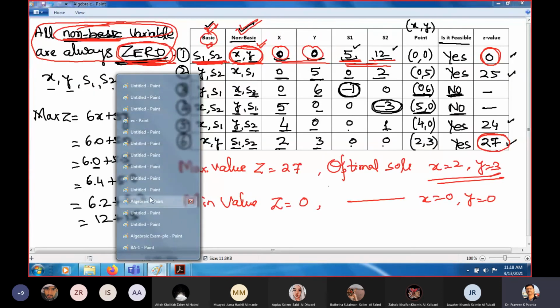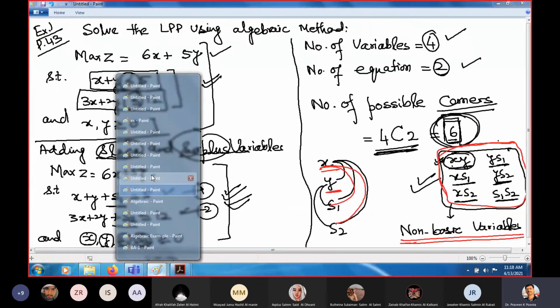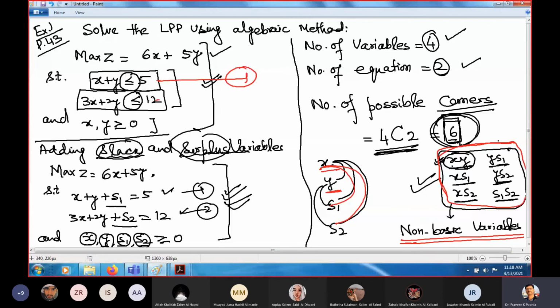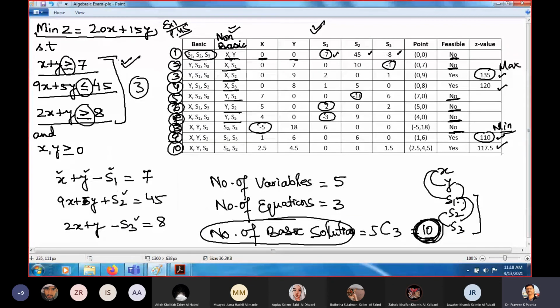You can see here in this question, how many constraints? Only 2 constraints are there. You can see 1 and 2. So how many basic solutions are possible? Basic solutions possible are 6. Clear? But in the next question, how many constraints are here? Here constraints are 3. So how many basic solutions? 10. So the number of basic solutions depends on the constraints.